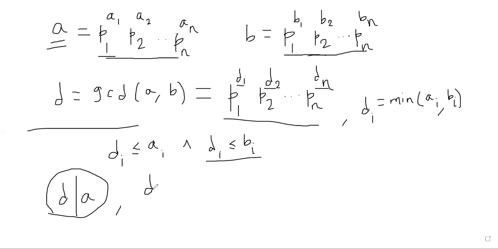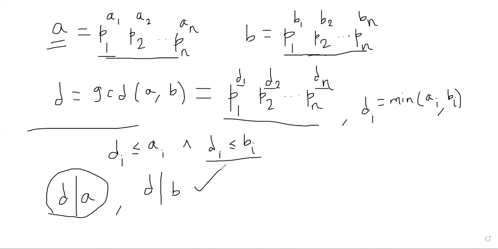Similarly, D divides B can also be established because Di is also less than or equal to Bi. So D is a number that divides both A and B, which is one of the first conditions for claiming that D is a GCD. In order to say D is a GCD of A and B, we need to show D divides A, D divides B. That's the first part. We are done. The next part is to show that if there exists any other divisor for A and B, that divisor, let's call it C, we have to prove C is smaller than or equal to D. That means D will be the greatest number, right? That's what we need to prove.